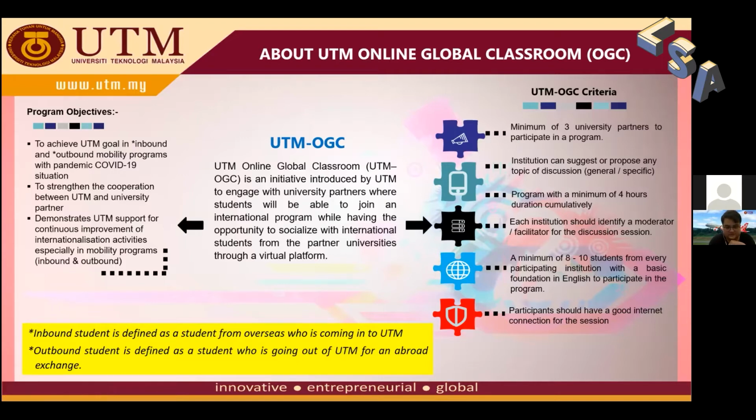So just now I already told you about the basic criteria. Now we're going into the detailed criteria for you to run an OGC with us. So minimum we need to have 3 university partners to participate in a program. For example, if ITS and HTA or Dalian University want to run an OGC together with us, we need a minimum of 3 universities, or it can be more. So that includes 3 universities including UTM.